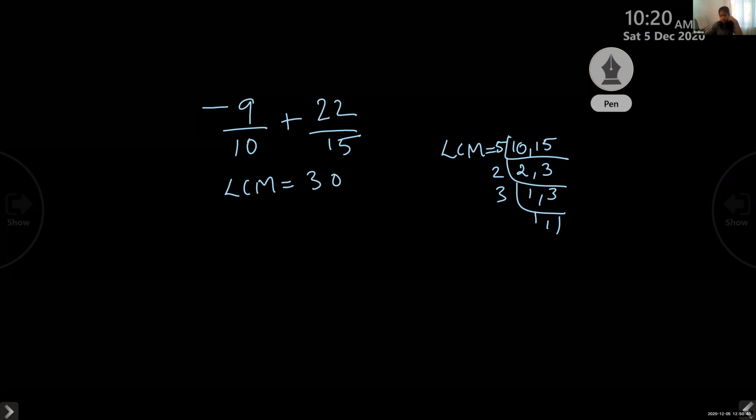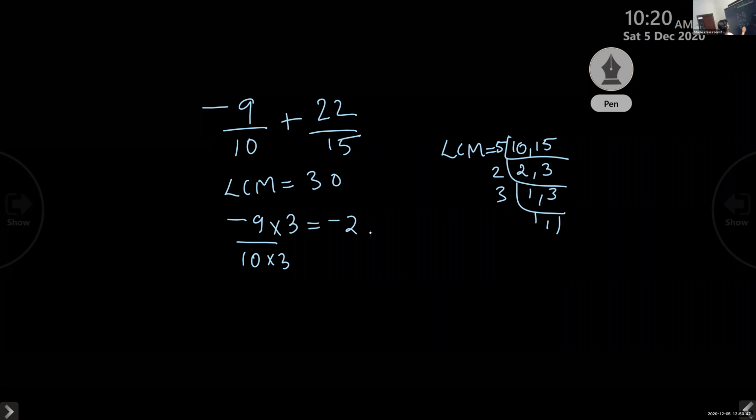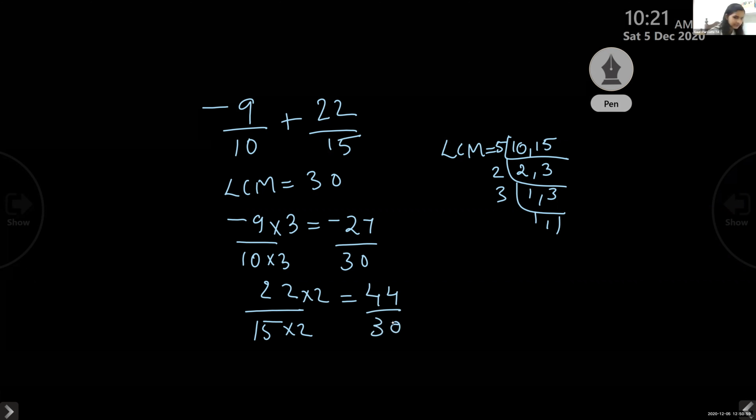So 30. Negative 9 by 10 into 3, we'll get negative 27 by 30. The other one, you will get 22 by 15. How to make it 30? Multiply by 2, isn't it? So 44 by 30. Now add negative 27 by 30 plus 44 by 30. What is the answer you get? 17 by 30.